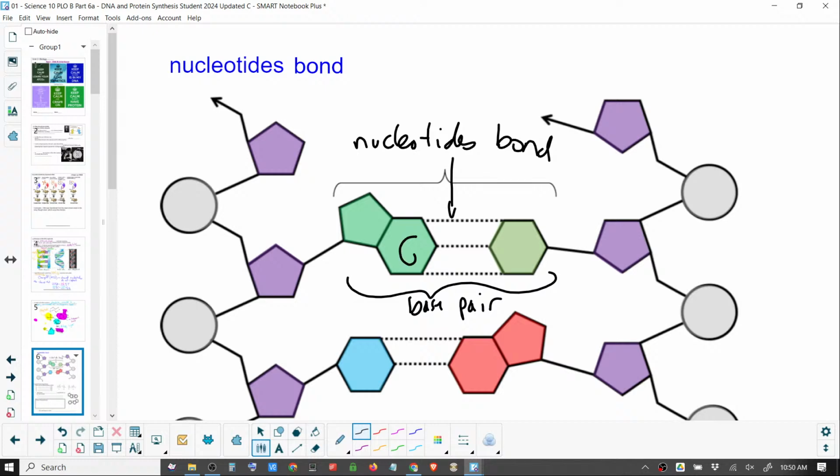This would be G, I think. That would be C. I think that one's T, and that would be A. Once again, what's the difference between the two? Yep. Double hydrogen bond and triple hydrogen bond. And we need bonds that are slightly weaker so that we can unzip it and actually read it. So they're held together, but it's very easy for an enzyme to come in, slice them apart, read the data, make the protein, and then move on.